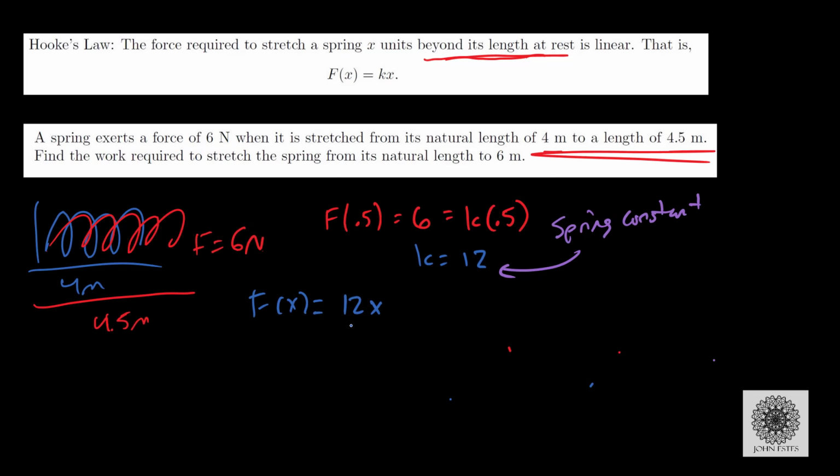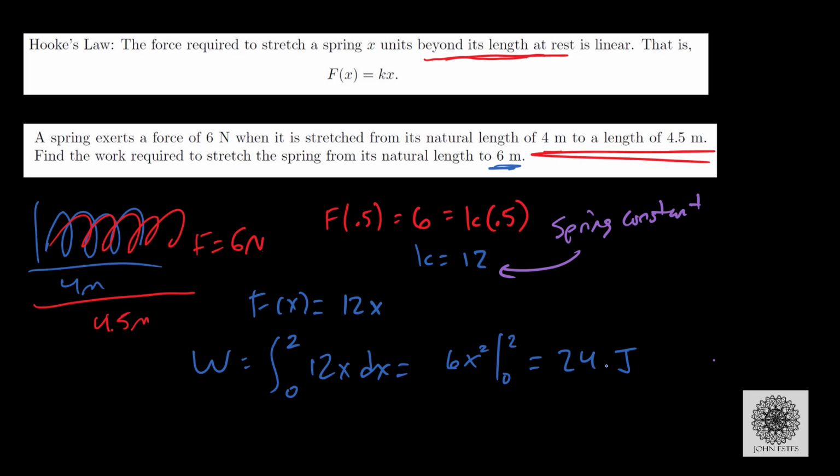So then the question is, find the work required for the spring to go from its natural length to 6 meters. And so work, remember, is just an integral. Here we're going 2 meters beyond our natural length, so we're going from 0 to 2 of 12x dx. And that's about as simple an integral as you can get. And we end up with 6x squared, 0 to 2, which would be 24 joules.